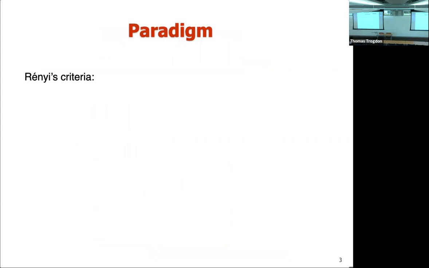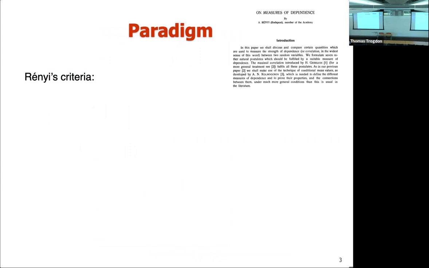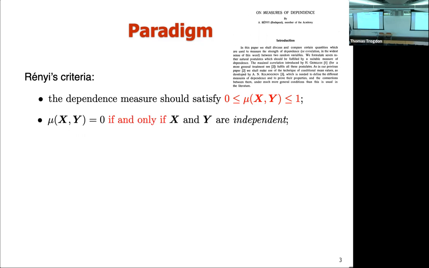Because this problem is super elementary, I set up some goals. Some of them are from a very famous mathematician and information theorist, Renyi, who formulated them in his 1955 paper in information theory. He set up some goals for the dependence measure. First, this dependence measure, if we call it mu_XY, should be between 0 and 1.